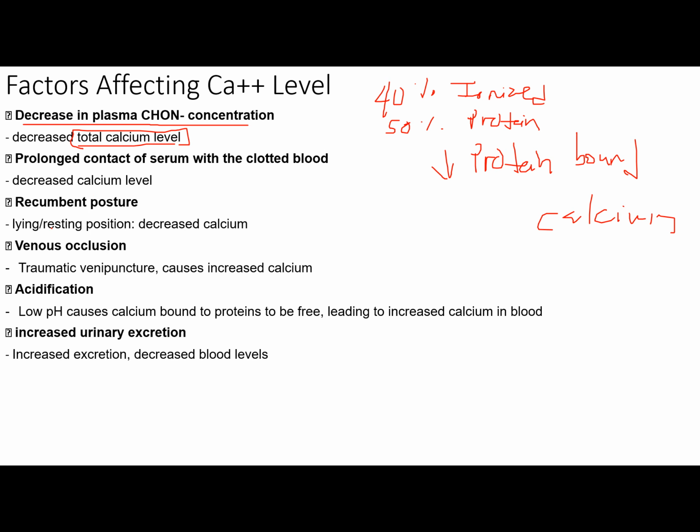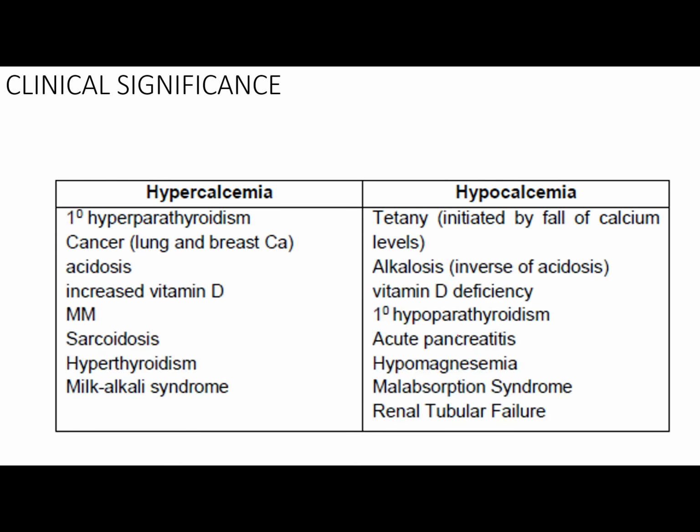Recumbent posture, lying or resting position would decrease calcium. Venous occlusion. Venous occlusion class is basically when your veins would collapse. Seen in traumatic venipuncture, which would lead to increased calcium. Acidification class. Low pH would cause calcium bonds to proteins to be free, leading to increased calcium in the blood. Increased urinary excretion. Increased excretion class decreases blood levels.